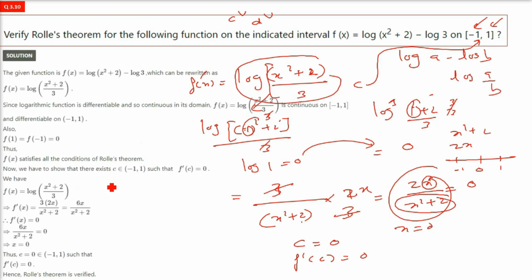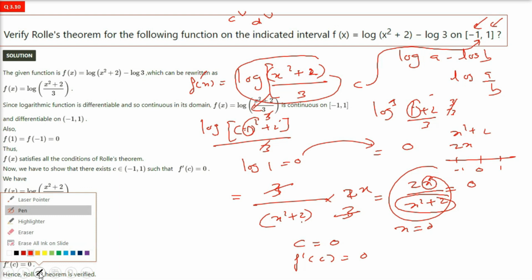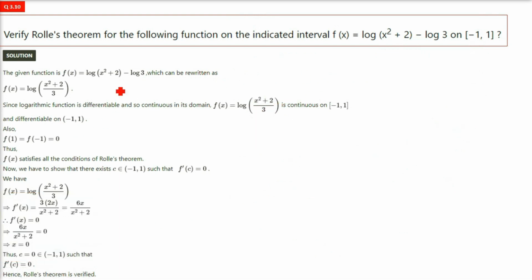But again, the way you are going to write the solution, how you are going to represent it, is very important. So it is better for me to show you the proper way you are going to solve the question. This is your Rolle's theorem. So there are multiple exponential types we have seen. This log also we have seen.